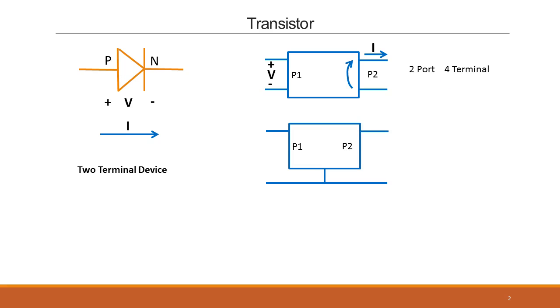You could make it a two-port, three-terminal device by just making the third terminal common. And nothing magical about it, just a common terminal. The voltage across these two terminals affects the current through this terminal like this. So the ports are P1 and P2, with one terminal being common. This is a two-port, three-terminal device.